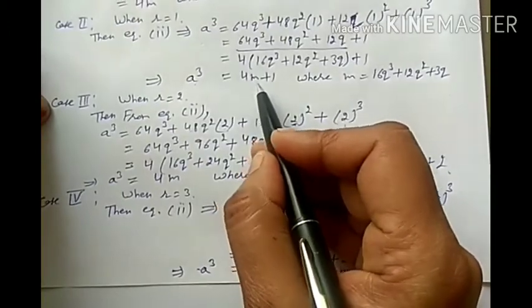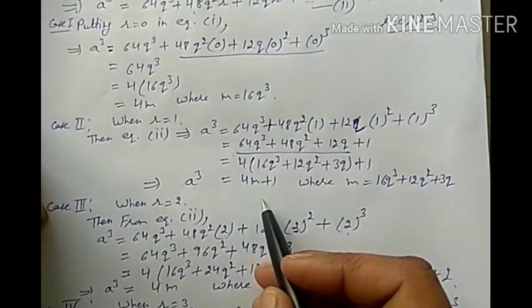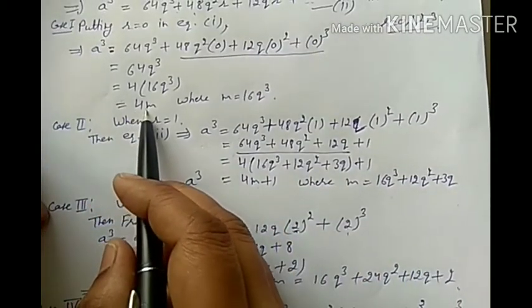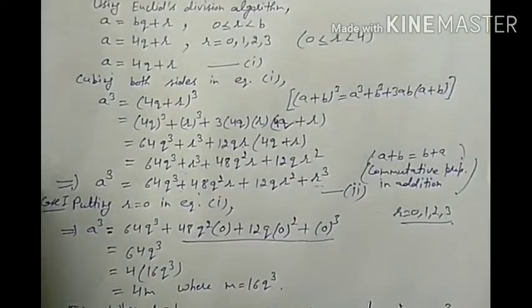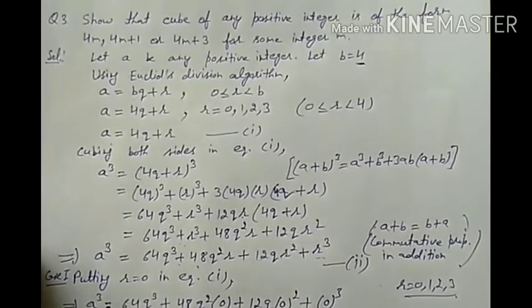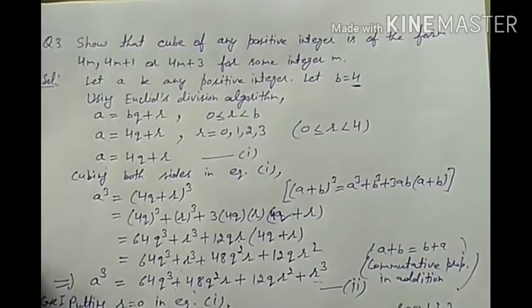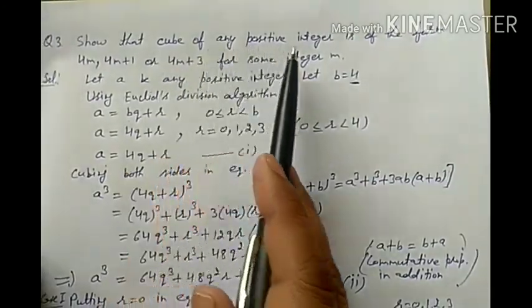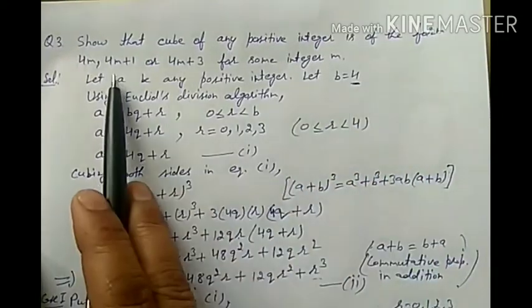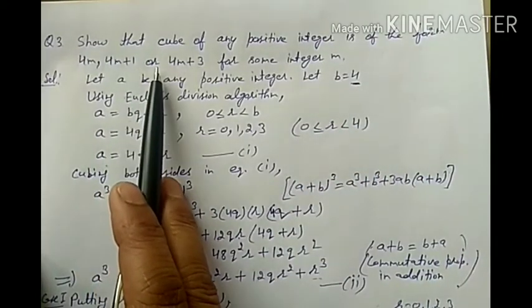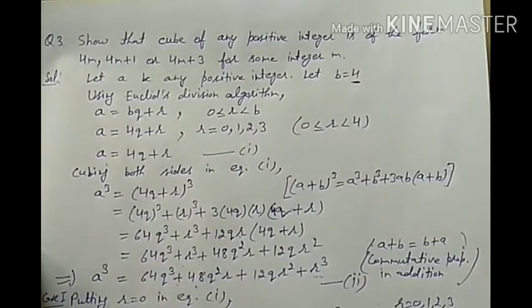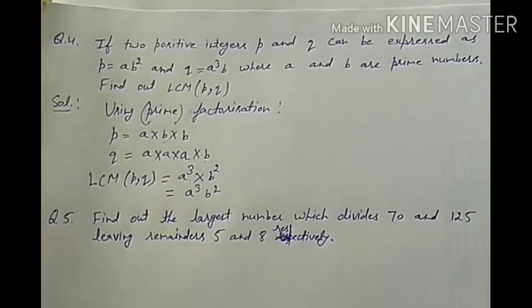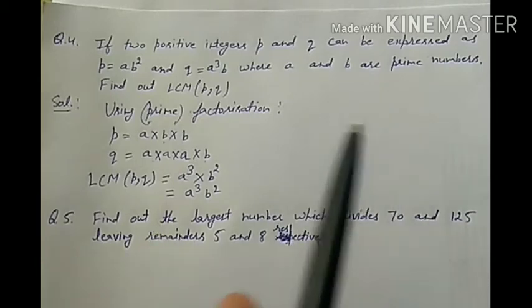Cube of any positive integer is in the form of 4m plus 1, and when r is equal to 0, then in the form of 4m. Hence we can say that cube of any positive integer is of the form 4m, 4m plus 1, or 4m plus 3 for some positive integer m. Hence proved.